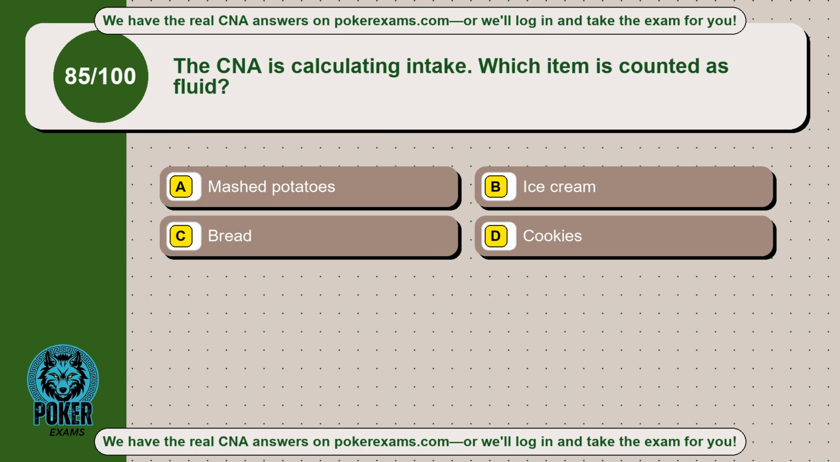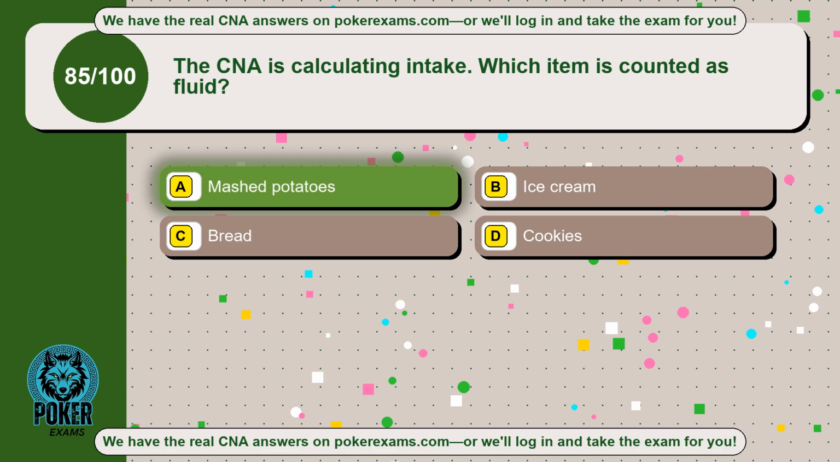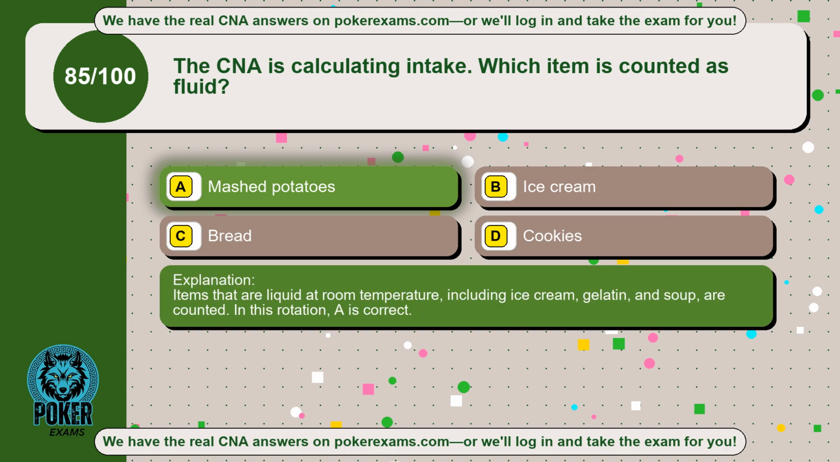Question 85. The CNA is calculating intake. Which item is counted as fluid? Option A, mashed potatoes. Option B, ice cream. Option C, bread. Option D, cookies. The correct answer is option A, mashed potatoes. Items that are liquid at room temperature, including ice cream, gelatin, and soup, are counted. In this rotation, A is correct.